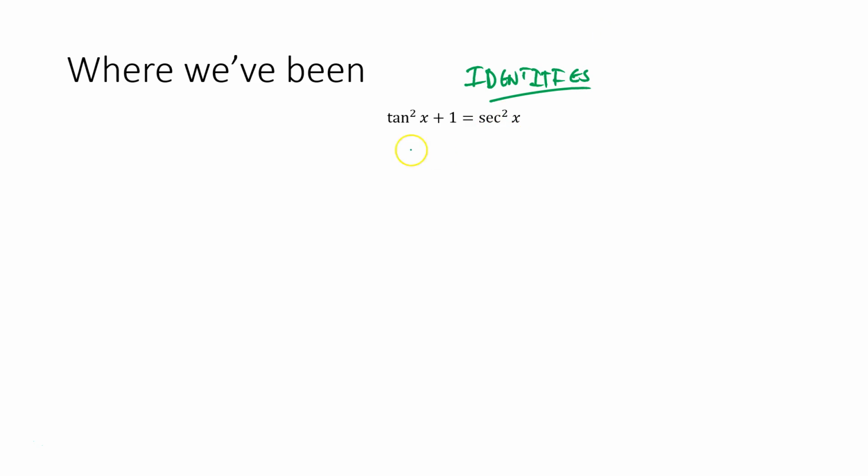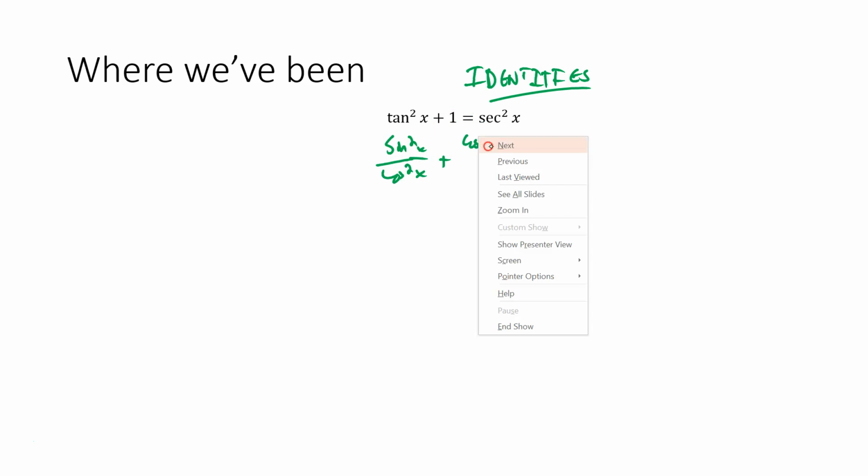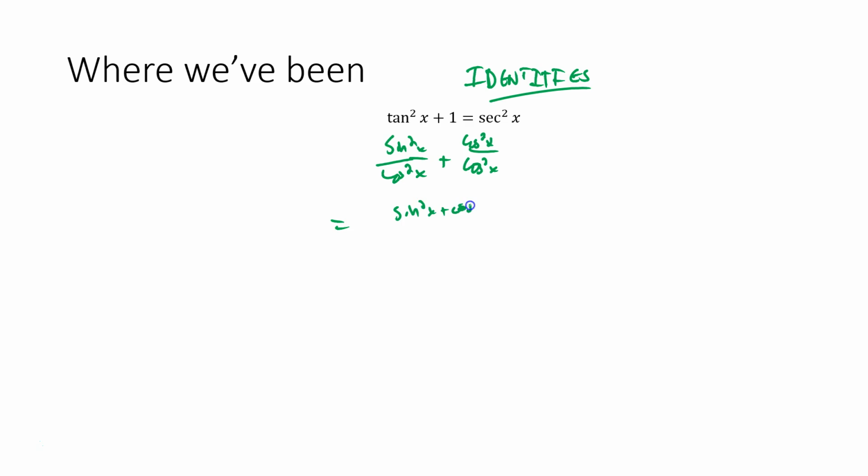So to prove this, this is one of the Pythagorean identities that we've been taking kind of for granted to be true, but I'm just going to show the proof, right? We do sine squared over cosine squared x plus 1. I'm going to change the 1 to a cosine squared x over cosine squared x. And that is equal to sine squared x plus cosine squared x over cosine squared x. Top is 1. That's a Pythagorean identity. So that's 1 over cosine squared x, which is secant squared x. Okay, and that ends our proof.